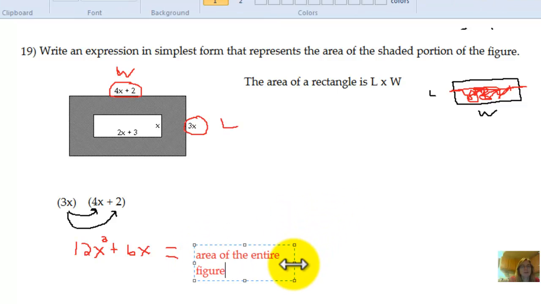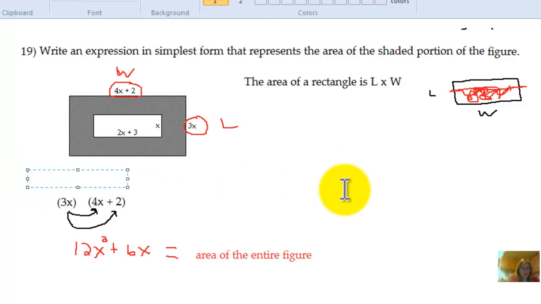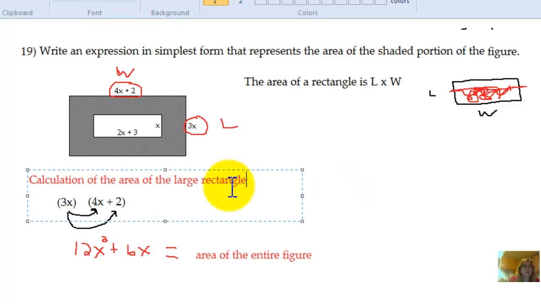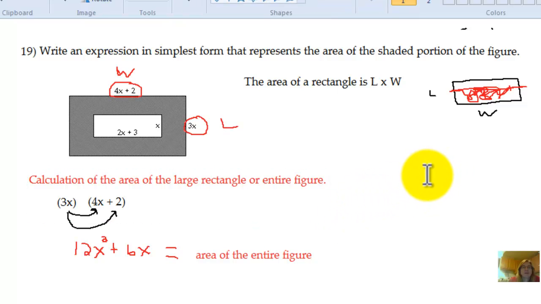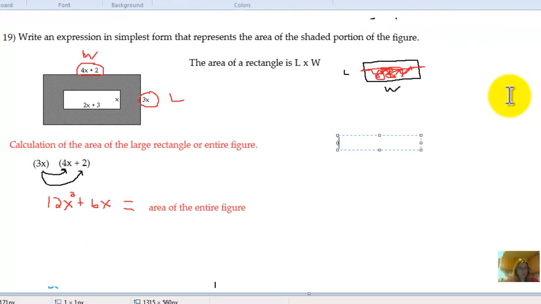Now we have to subtract this area. Well, we don't subtract this area. We subtract the area of the smaller piece from this area. But let's calculate the area of the smaller piece. Before I move on, let's type this part. This here is the calculation of the area of the large rectangle, or entire figure. Okay, so then we're going to do the calculation. I'll do this part in blue.